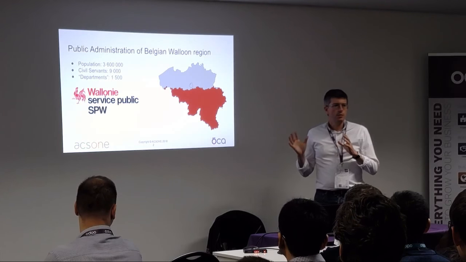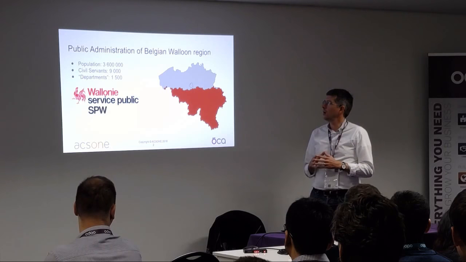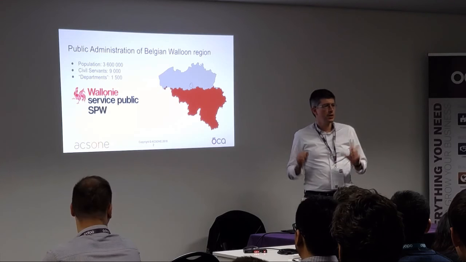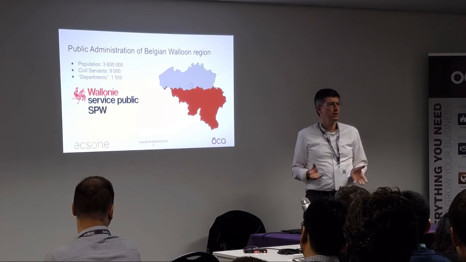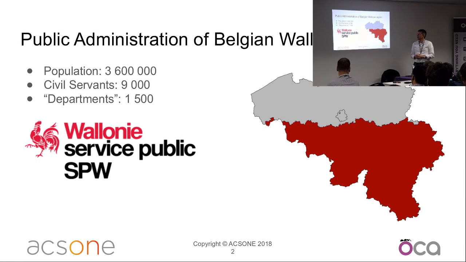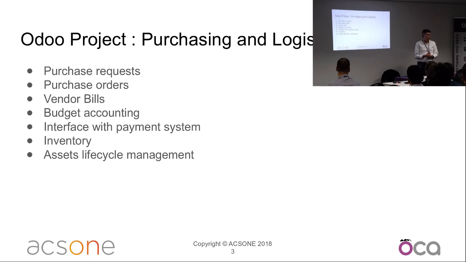So the context is a project we have made for the public administration of the Belgian Walloon region. Wallonia is the south of Belgium. It's 3.6 million inhabitants. And the public administration for Wallonia is about 9,000 civil servants, organized in about 1,500 departments, small and big. So, it's a public administration, and the scope of the project was mainly purchasing and logistics.